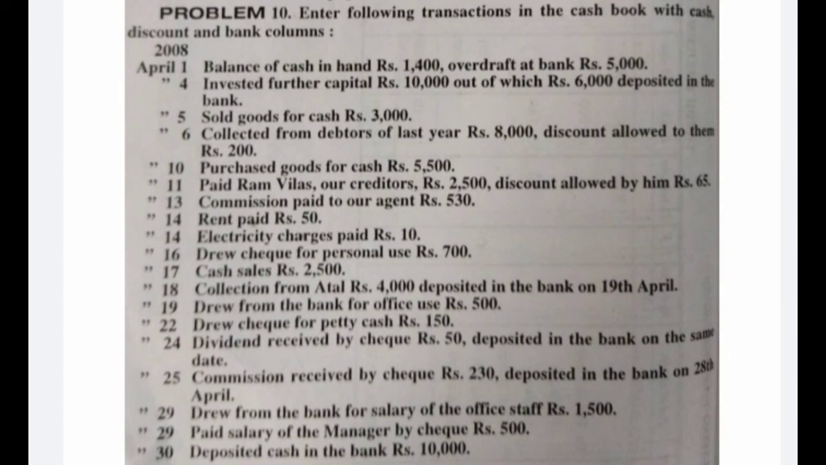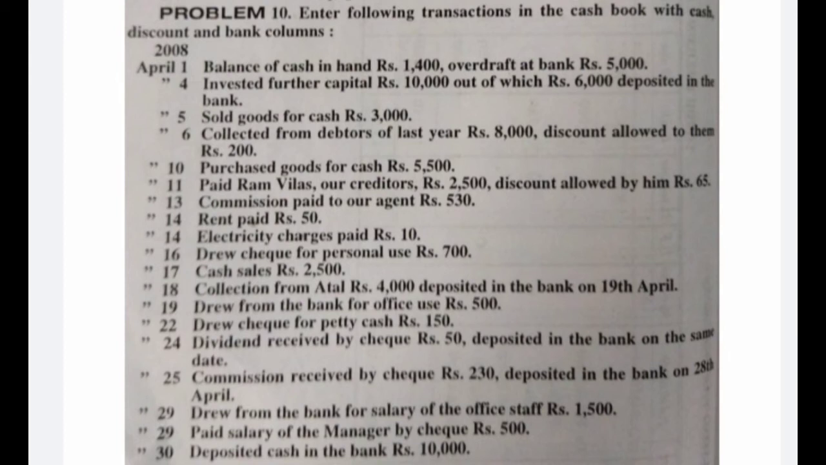Dividend received by cheque rupees 50. Okay, this dividend received and commission received by cheque, these are extra entries when compared to problem number 6. Till 22nd it is similar to problem number 6. From 24th onwards it is quite different. So dividend received by cheque rupees 50, deposited in the bank on the same date.